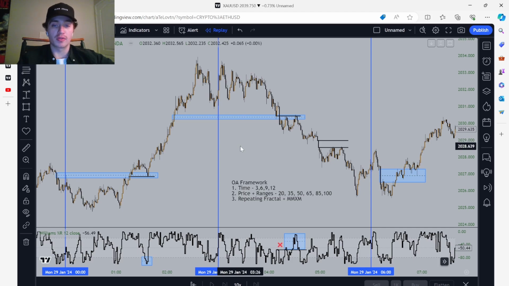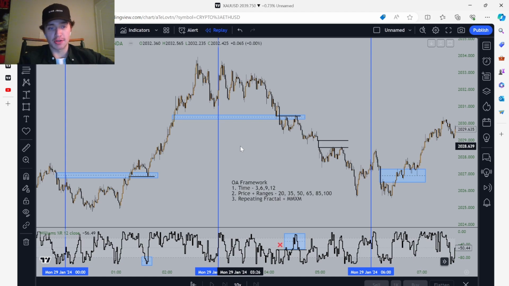So we're going to be going over time very, very quickly. This is just through my backtesting and my findings throughout my trading career. We're going to want to be paying attention to the 3 o'clock, 6 o'clock, 9 o'clock, and 12 o'clock hours. If you go out to a 1 hour chart, you're going to notice that a lot of times the highs and lows of the day on that hourly chart form at these times.